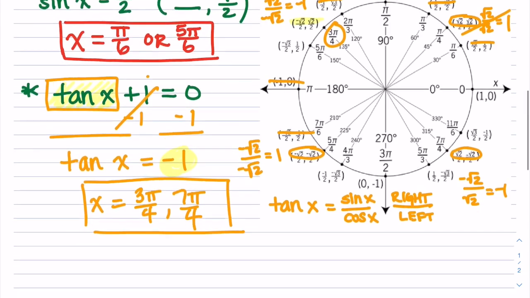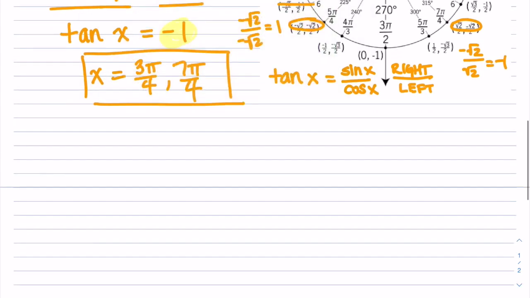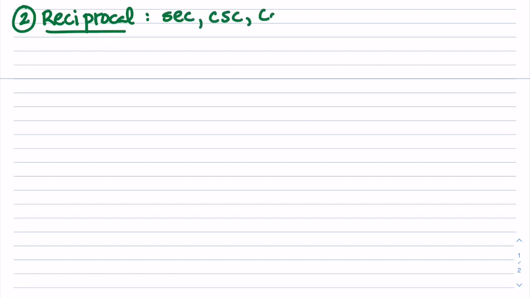Okay, let me upgrade it a little bit. So for number 2, we're looking at ones that involve reciprocals, right? So if you remember from class, the reciprocal ones are secant, cosecant, and cotangent, because those are the ones that we flip. So for example, I could give you one like this. I could say, what is cosecant x is equal to negative 2.